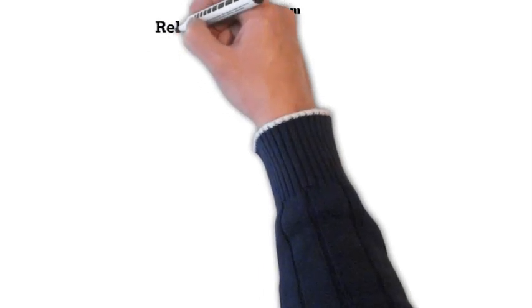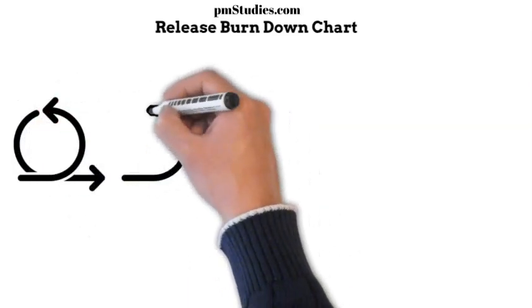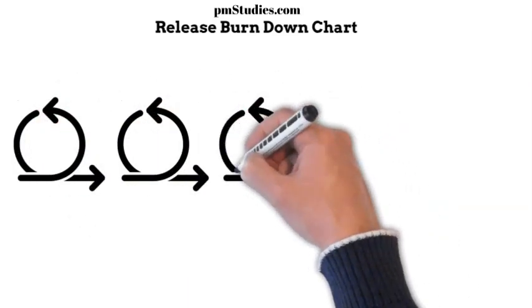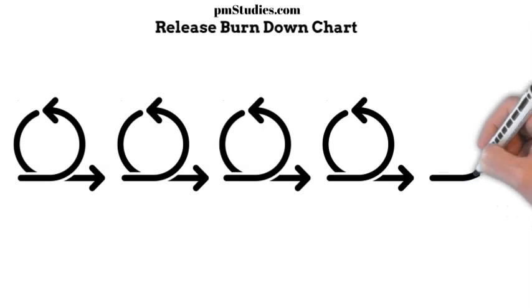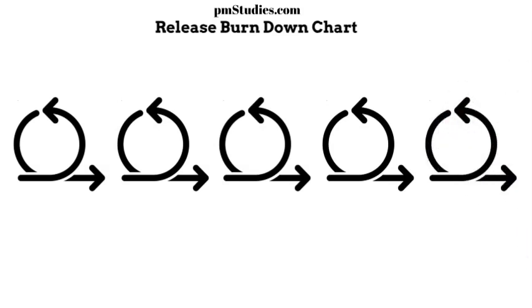In this video, we will examine the release burn down chart, which is a visual tool used in agile project management to track progress of work for an entire release. It focuses on the overall progress towards a larger product increment or set of features developed through a number of sprints. Burn down charts offer a straightforward visual representation of progress.